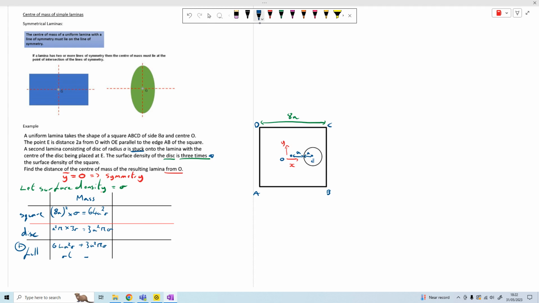So I got 64. I'm taking out the a squared sigma, which leaves me with 64 plus 3 pi inside my bracket. Okay, so that's my final mass.